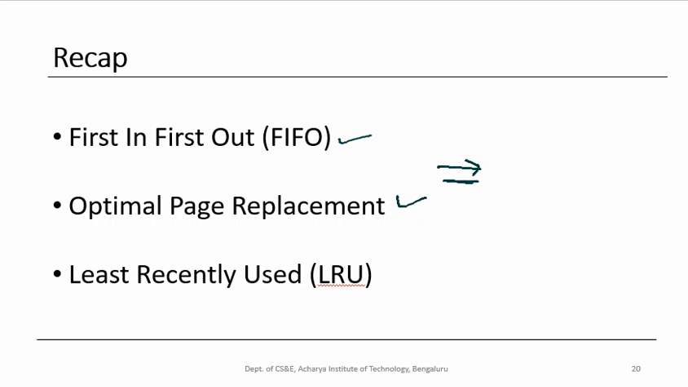The next page replacement algorithm that we discussed was the least recently used algorithm, which is practically feasible and produces a number of page faults which is a little more than the optimal page replacement algorithm, but less than the number of page faults in the first in, first out algorithm. And we also discussed that the first in, first out algorithm suffers from Belady's anomaly, if you remember.